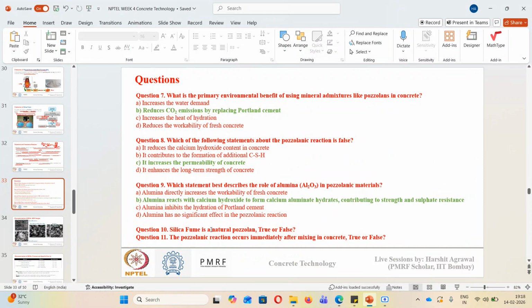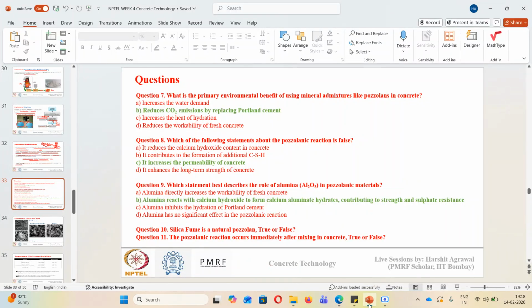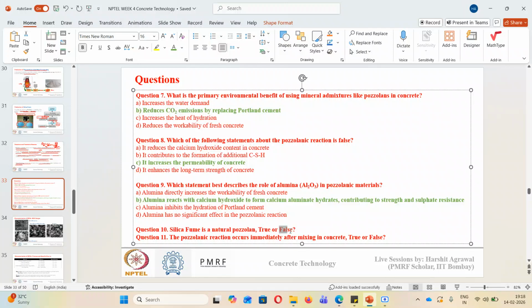Question number 10. Silica fume is a natural pozzolan. Whether the statement is true or false, can anyone tell me? Is silica fume a natural pozzolan or an artificial pozzolan? How is it true? Actually, silica fume is not a natural pozzolan. It is an artificial pozzolan.